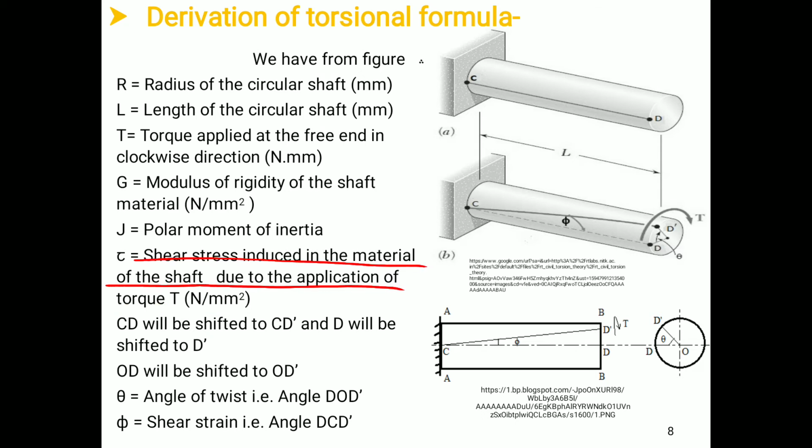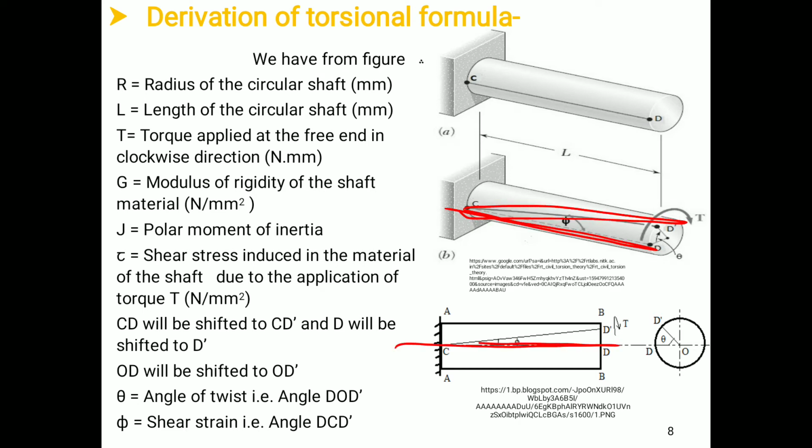CD will be shifted to CD dash. Now as we have applied a torque T at its free end in clockwise direction, the original line CD will shift to CD dash because we have applied the torque in clockwise direction. Therefore this CD will shift to CD dash, or from this figure also you can see that this CD will shift to CD dash and D will become D dash. Similarly OD will become OD dash.